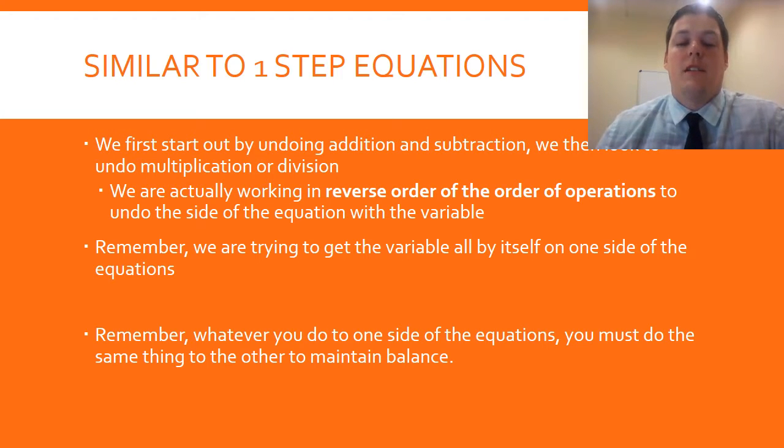So that means we are actually working in reverse order of the order of operations to undo the side of the equation with the variable. Because remember, we're trying to get the variable by itself. We're trying to isolate that variable. So we need to move everything away from it. In order to move things away from the variable, you want to undo it in the reverse order of operations. So you want to undo addition and subtraction first, then you want to undo division and multiplication, then exponents, then parentheses.